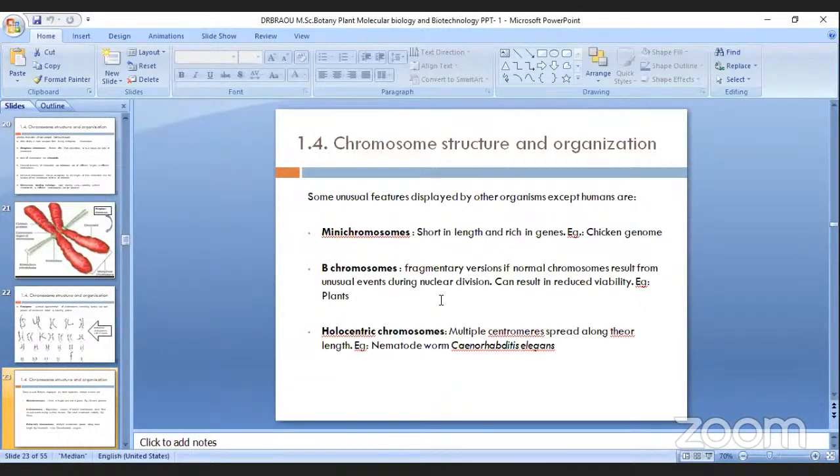Next is holocentric chromosomes. Not only one centromere is present, but there are multiple centromeres found in these chromosomes. It is called a holocentric chromosome. Example, nematode. In the nematode worm, you see multiple centromeres, which is called a holocentric chromosome.